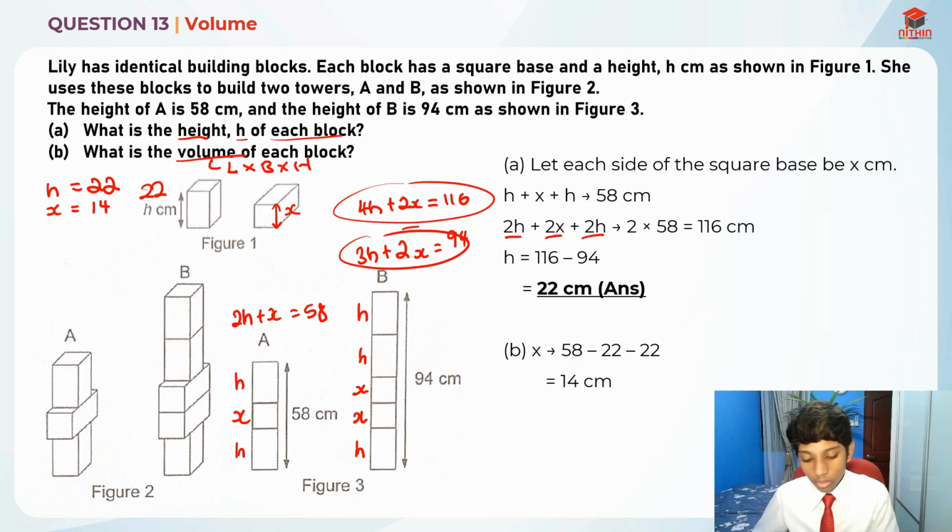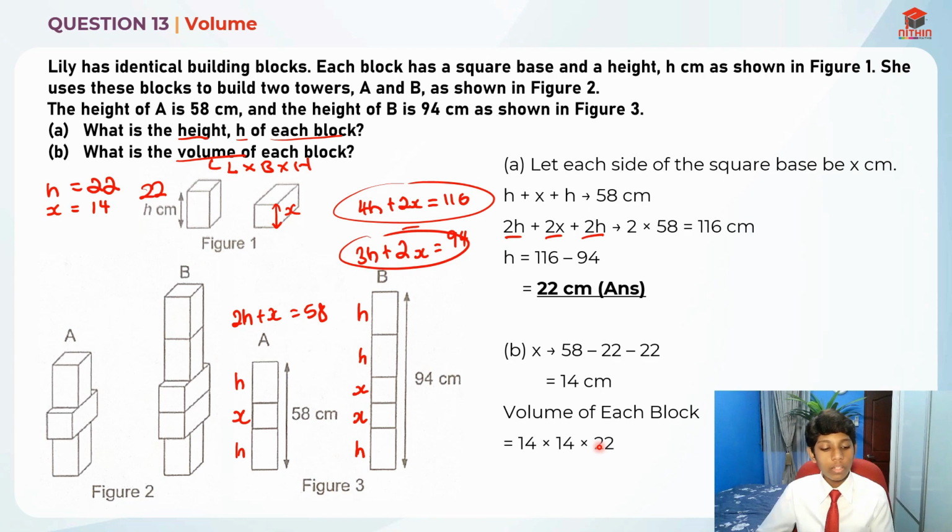The volume of each block is going to be 14 times 14 times 22, which is length times breadth times height. This will give us the answer of 4312 cm cube. This is the answer for part B, the volume of each block.